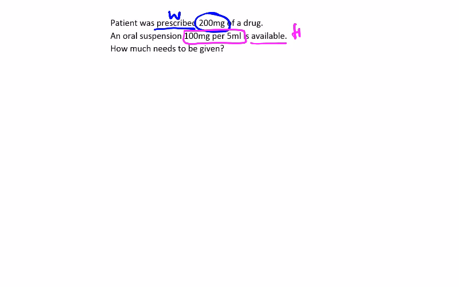We see the "per" separating the two quantities here. So those two quantities are a ratio. And then the 200 milligram quantity that we want to give to the patient matches with one of those. So this is one of those box problems. Let's draw the box.